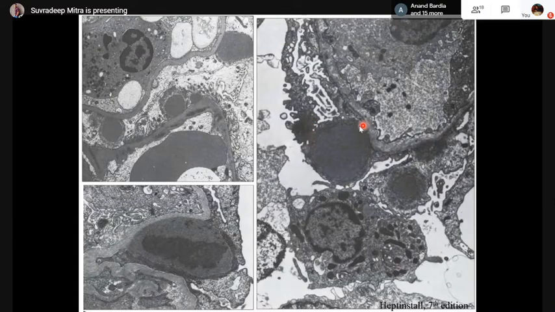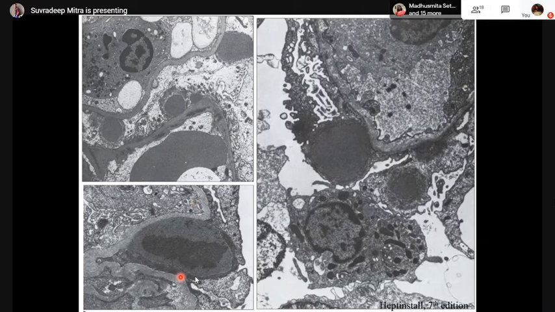Now just try to see that there is a huge electron dense deposit, which is black in color, basically of immune complex type, in between the glomerular basement membrane and the foot process of the podocytes. The foot process of the podocyte is kind of lifted upwards from the glomerular basement membrane by this deposit. So this is known as a subepithelial hump.